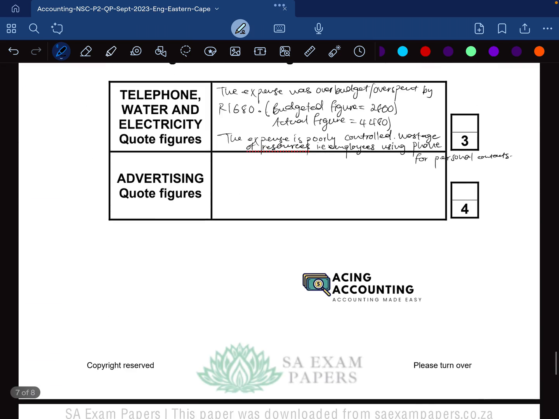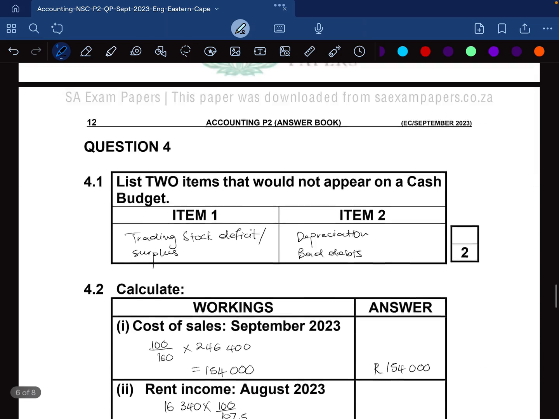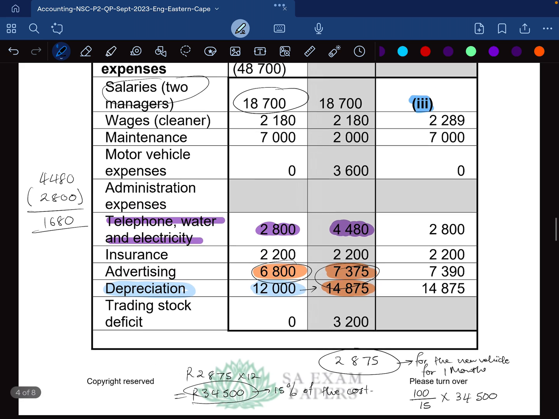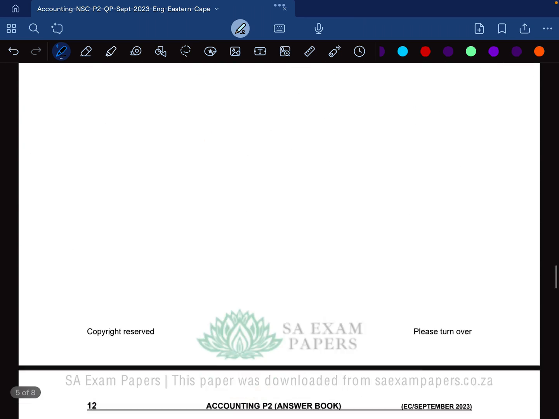So the first thing that we can see is that the expense was overspent by, okay, let's just look at the amount. So it's 7,375 minus 6,800. Let's just quickly calculate, and that's 575. Okay, so it was overspent by that amount.